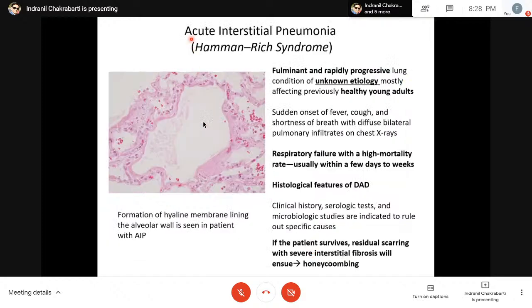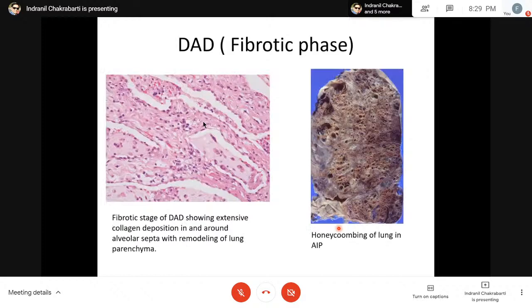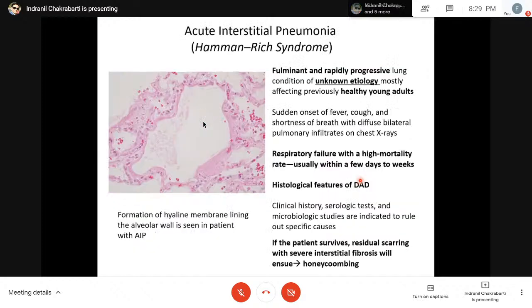So acute interstitial pneumonia is an inflammatory condition of unknown etiology occurring in healthy young adults, where the patient presents with ARDS and the histological features of DAD. You can see this hyaline membrane formation, and the patients usually have a very downhill course, and they usually die within few days to weeks. And if the patient survives, there can be extensive fibrosis and honeycombing, just like this patient had. So acute interstitial pneumonia, or Hamman-Rich syndrome, is a very deadly condition.